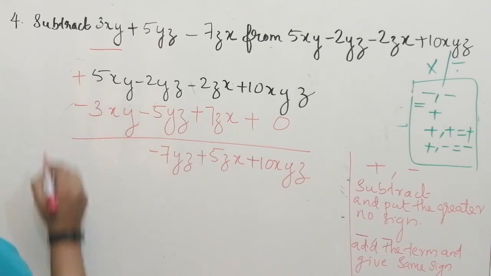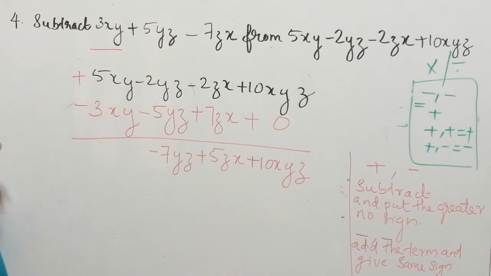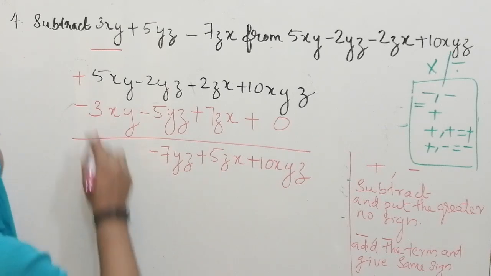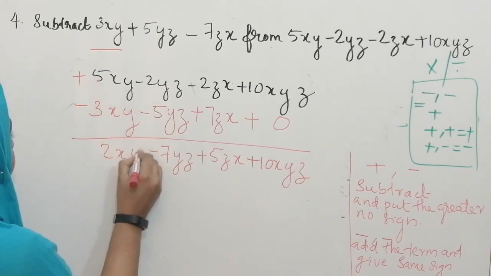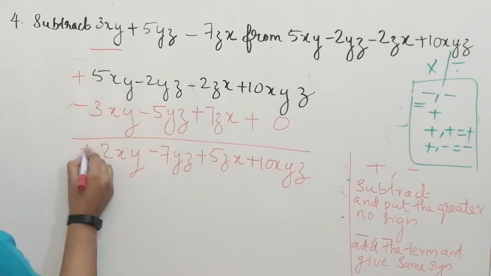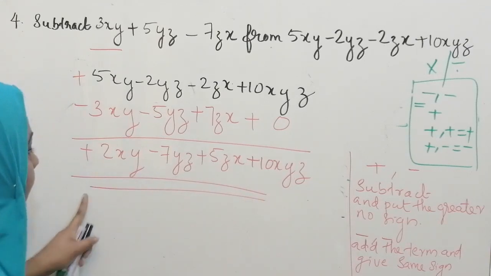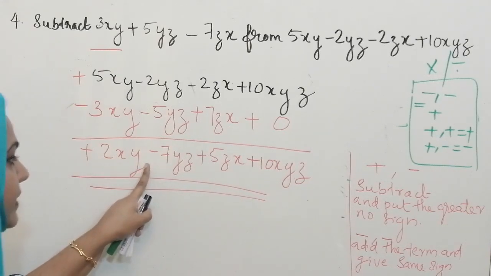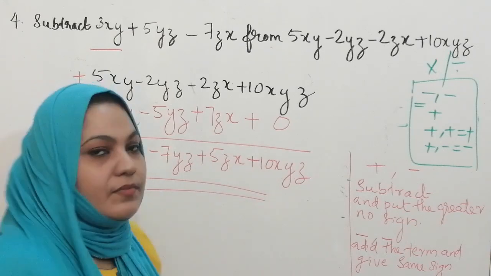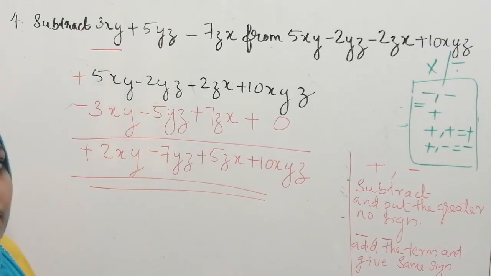Here you can see this is a different sign, which means you have to subtract and give the greater number's sign. So 5 minus 3, 2xy. What is the sign of the greater number? Plus. So you got the answer 2xy minus 7yz plus 5zx plus 10xyz. This is one way of solving this question.